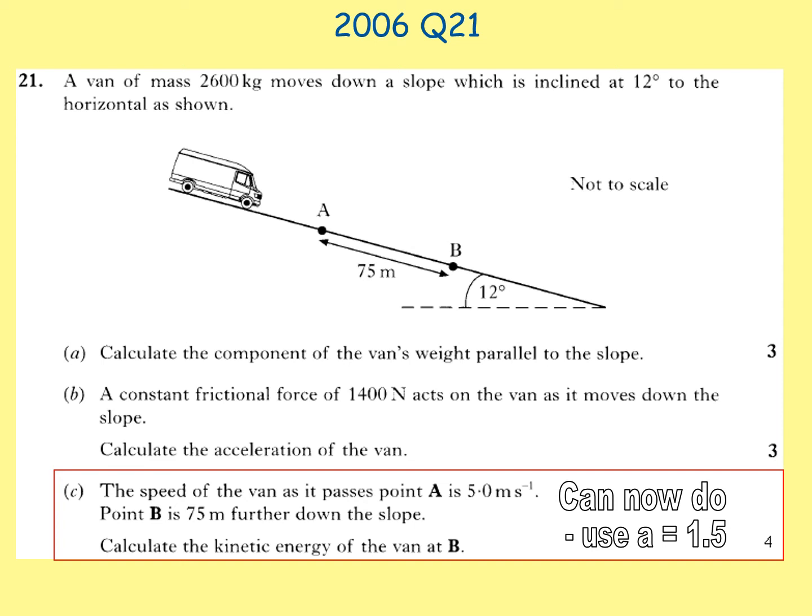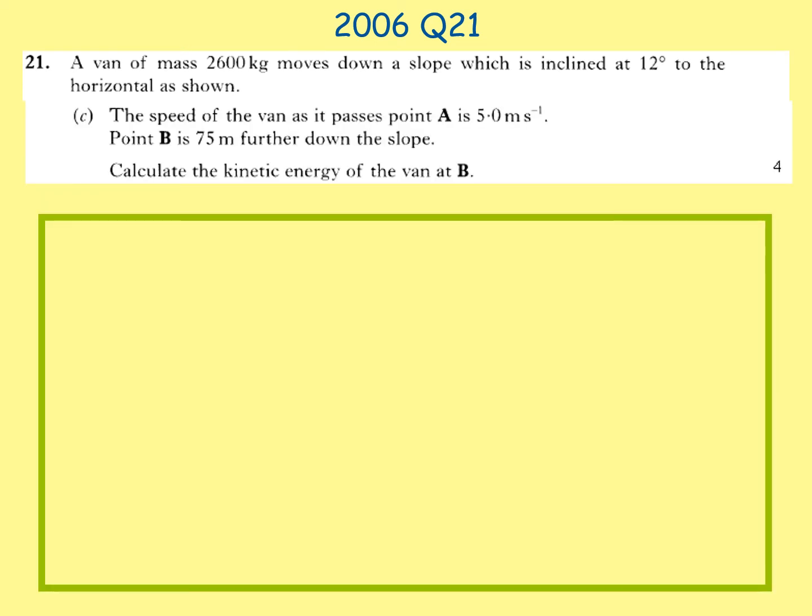We worked out the acceleration of that van was 1.5 meters per second squared, so this is a value we will need to use. So to calculate the kinetic energy at B, we use our kinetic energy equation, Ek equals a half mv squared, but we need the velocity at B. We have the velocity at A, but this is what we need to calculate at B.